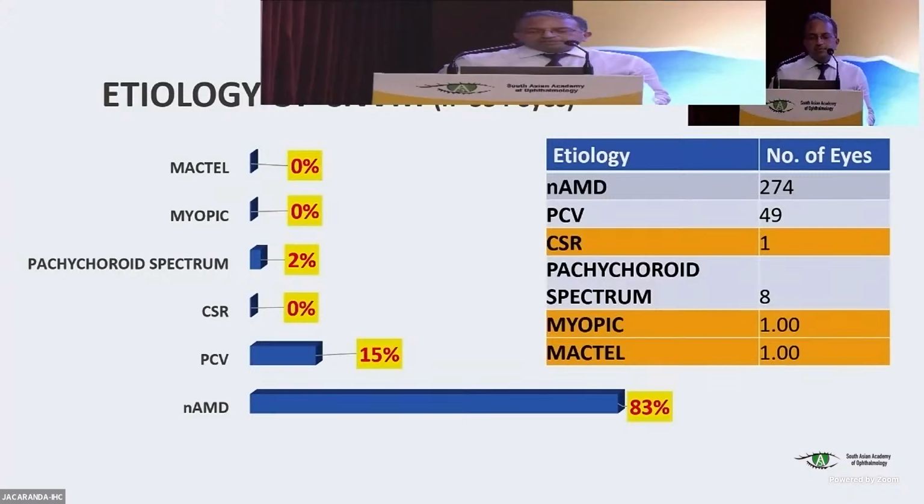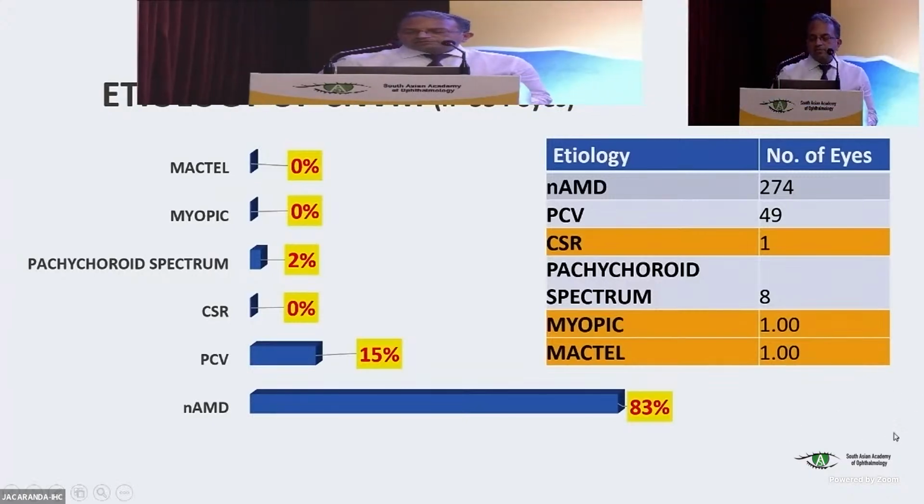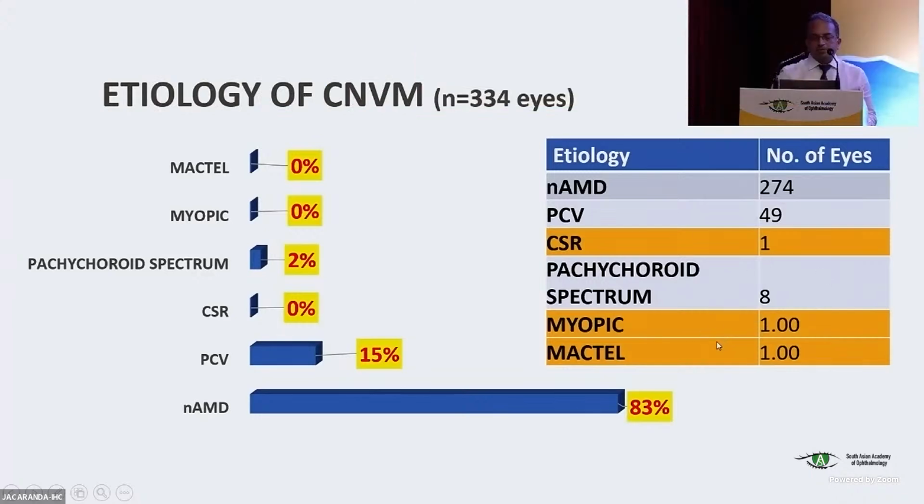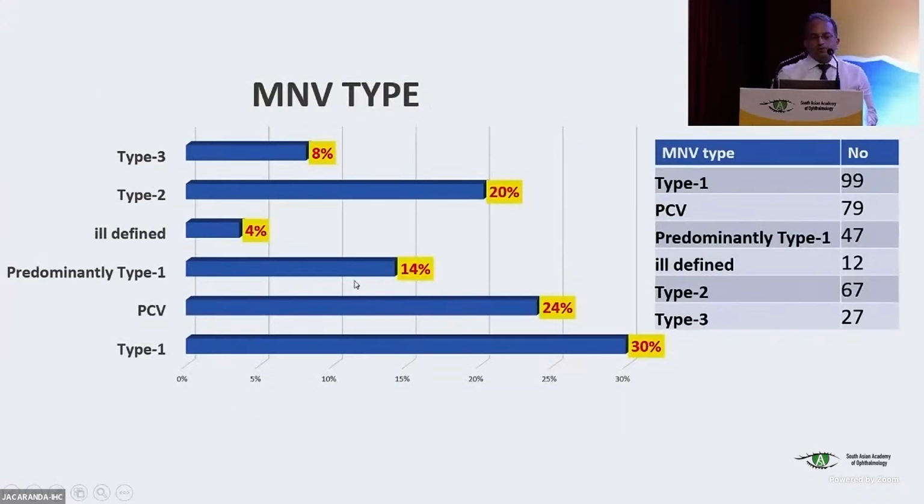Etiology of CNVM: there were 3 eyes whose data was also sent to us, but they had CSR, myopia, or MACTEL. We excluded them. But if you see, the majority of eyes had neovascular AMD, and around 15% were PCV patients. And similarly, if you go to anatomical classification, 24% eyes had PCV, 30% had pure type 1, and 14% had predominantly type 1. These were all categories. We listed them for all our study participants, and they had to choose among these.